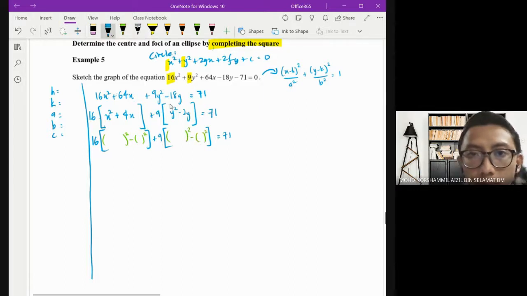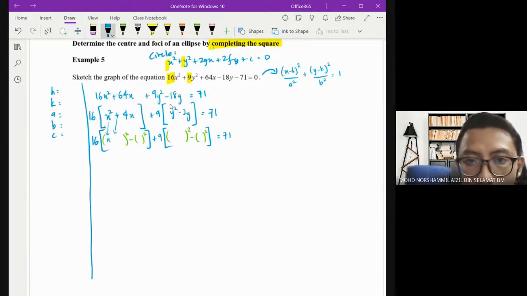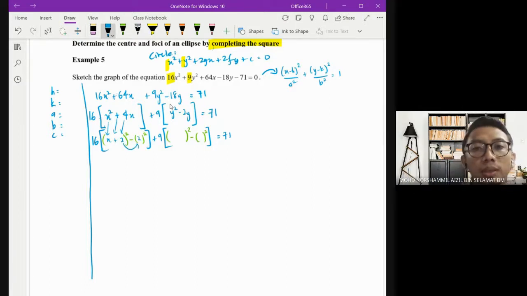So you can fill in x plus, so 4 divided by 2 will be 2. So 2 ni you bawa pergi belah sini. Siap dah completing the square. And then here y minus. So 2 divided by 2 will be 1. So 1 we bring to the other bracket, 1. Macam tu je. Kaedah completing the square nak cepat.